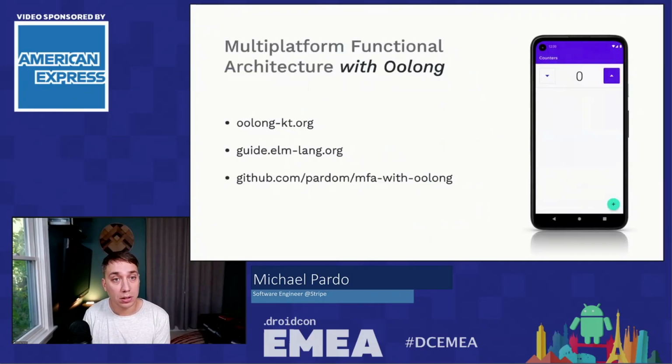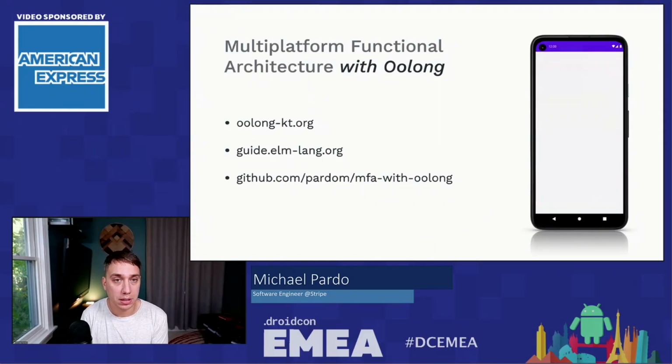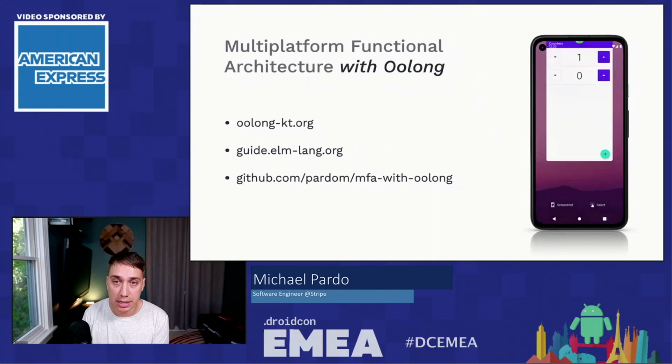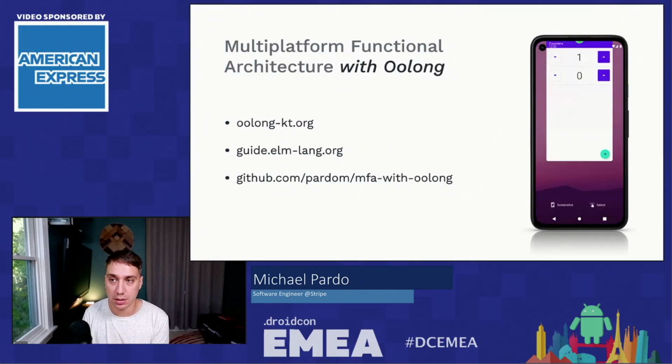So if you want to learn more, please visit oolong-kt.org. This is all prior art from Elm, and you can learn much more by visiting the Elm guide. And if you want to see, again, the complete code for these samples, including all the UI rendering and Jetpack Compose, you can check out the GitHub repository that I created for this session. So thank you for watching, and I'll take questions now.